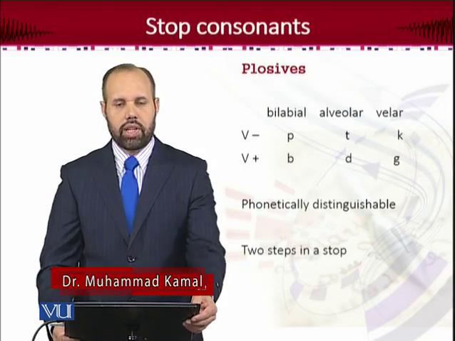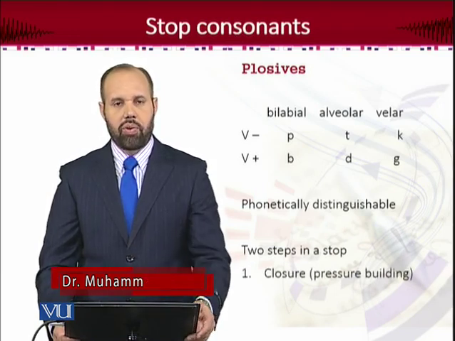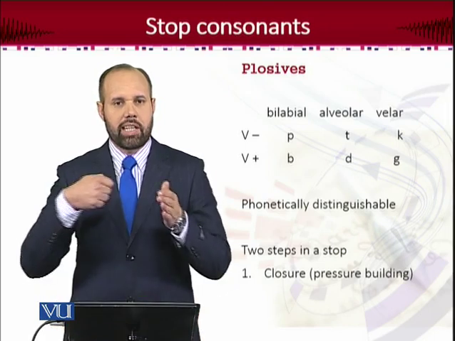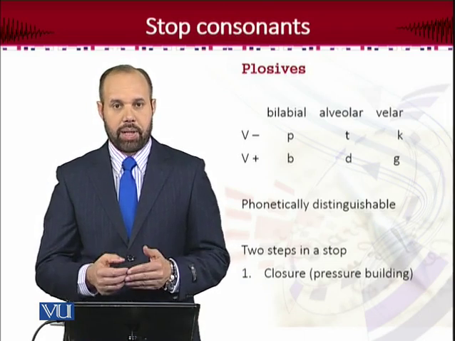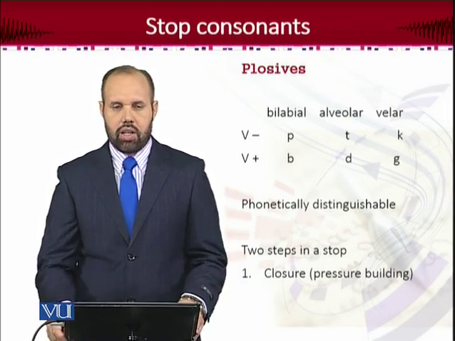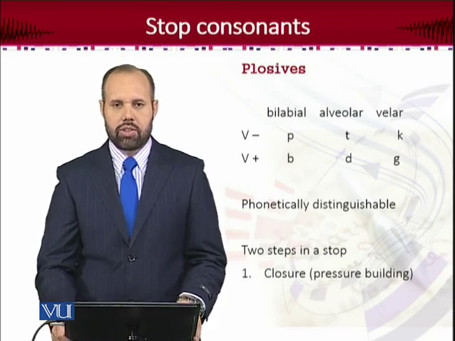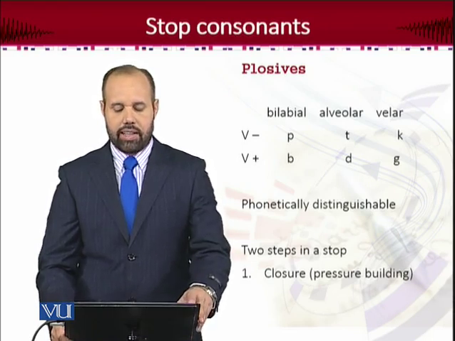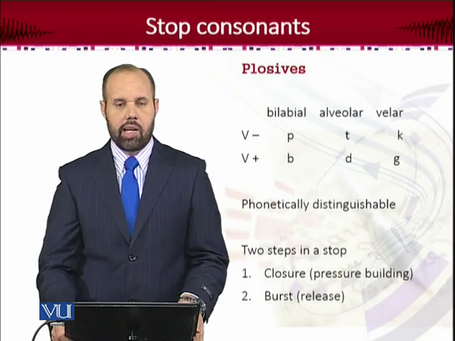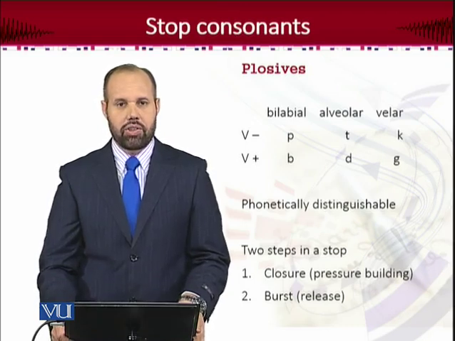There are 2 steps in the production of a stop. One is the closure, when the air passage is completely blocked, the complete close off of the air passage. The purpose of this closure is to create pressure, and that pressure is required for the production of a stop. The second phase is the burst, when the accumulated pressure is released suddenly. That is in the shape of a burst, and phonetically that is called release.